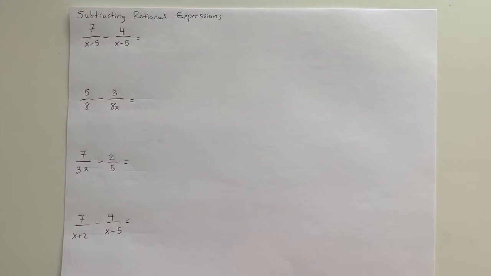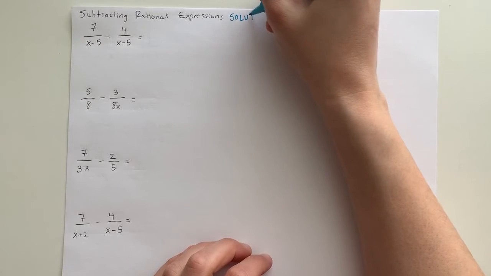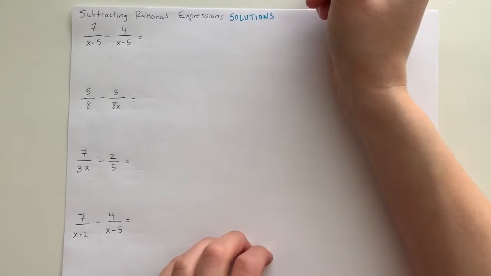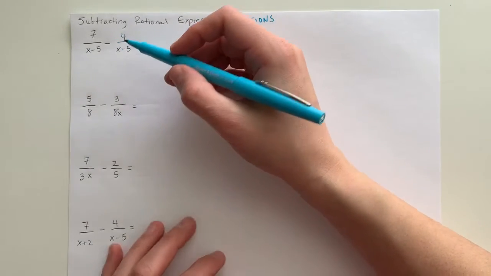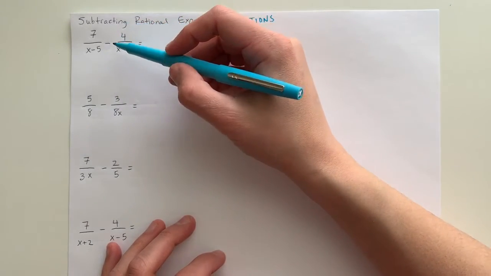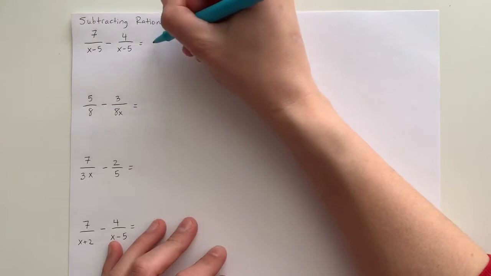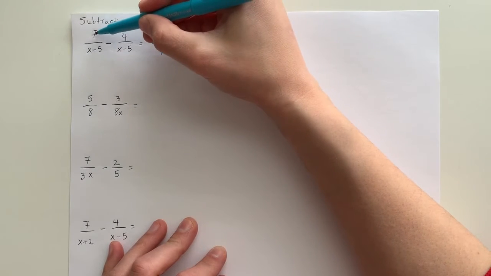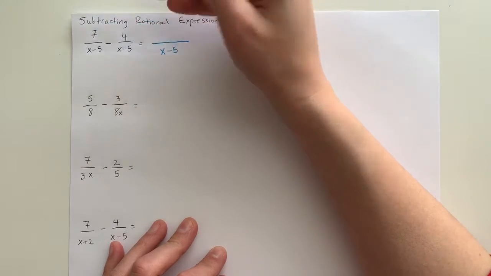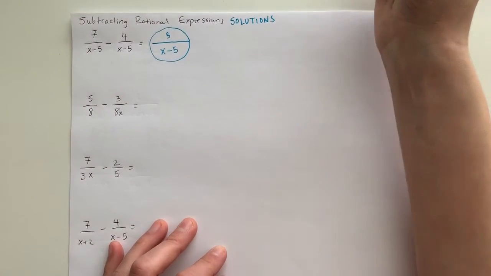All right, Algebra 2, I'm going to go over your subtracting rational expressions worksheet. So this is the exact same process as adding, right? Now we're just going to be subtracting our numerators. So in our first example here, I have a common denominator, so I don't need to do anything to change the denominator. I know that's going to be x minus 5. So all I need to do is subtract my numerators. 7 minus 4 is 3. And that is my final answer.